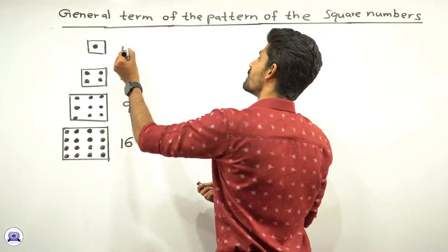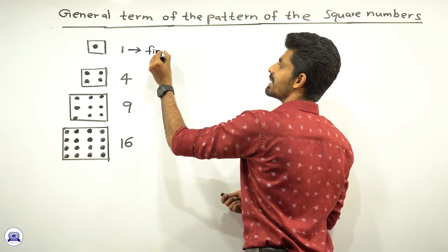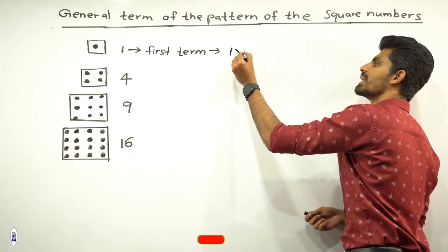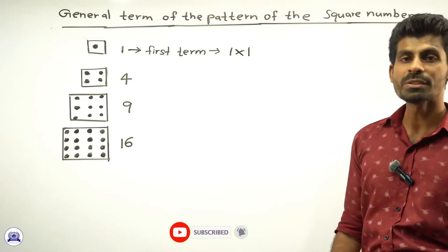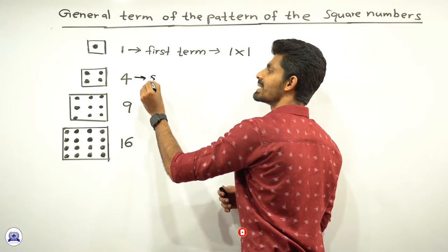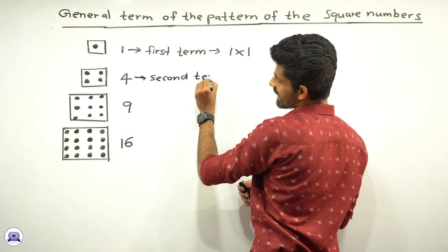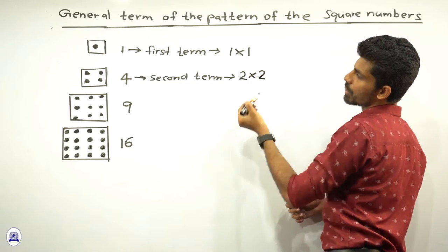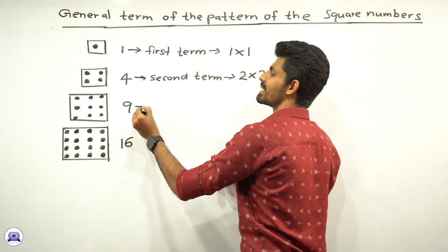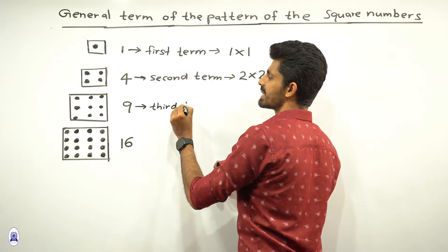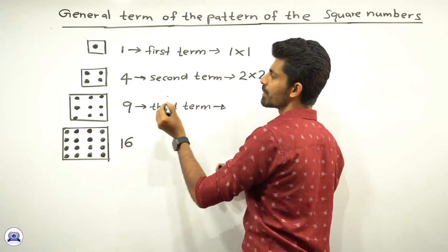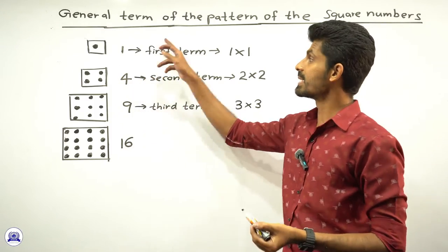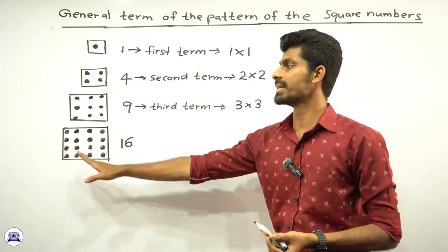Look at this one. This is the first term. First term equals 1. 1 means 1 into 1. This is the second term. Second term means 2 into 2. This is the third term. Third term equals 3 into 3. Now you can get an idea. First term, 1 into 1. Second term, 2 into 2. Third term, 3 into 3.